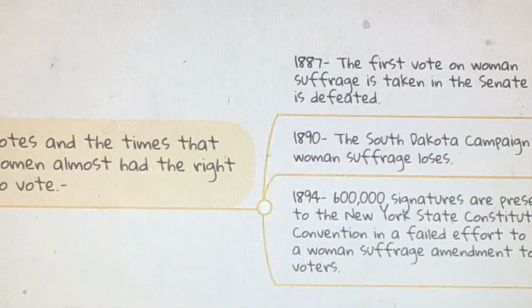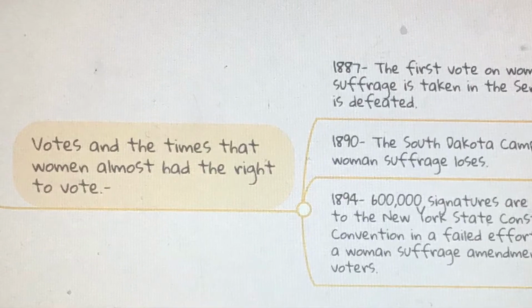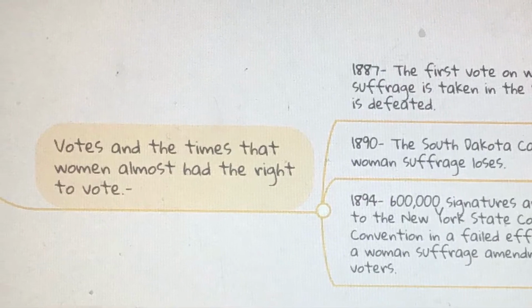There are actually many times in history where women almost won the right to vote, but in the end it wasn't achieved. Here are some examples of that.